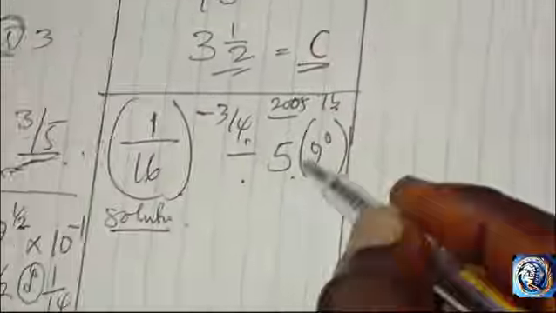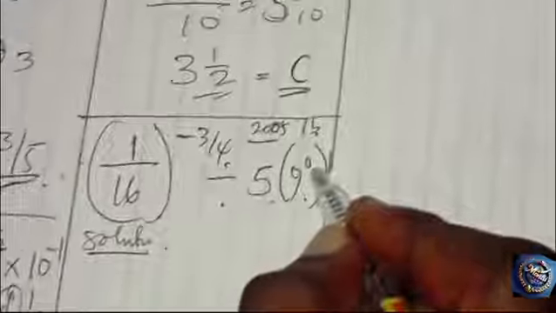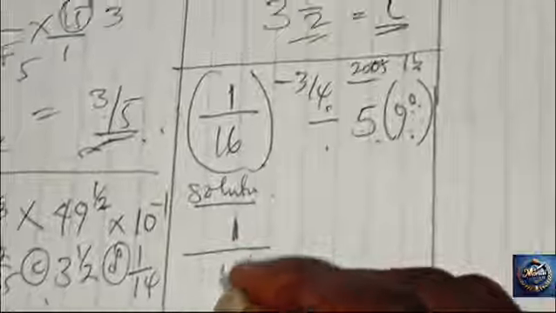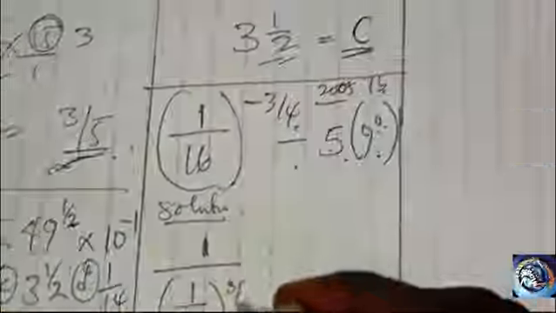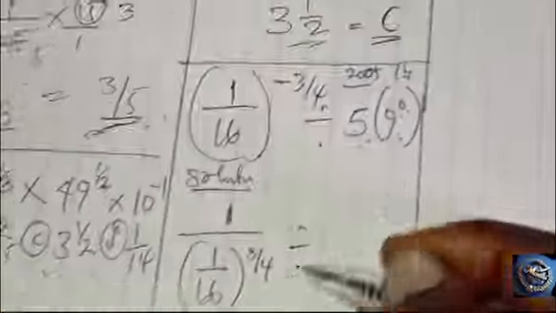For me to start, just a solution. Invariably, this is 5, because anything raised to power 0 is what? 1. Anything raised to power 0 is equal to 1. So 5 times 1 is 5. So I'll come here, I'll just say 1 all over, I've inversed this. So this one is 1 over 16, the one that is here, raised to the power of the positive side of it, that is 3 all over 4, divided by 5 times 1.